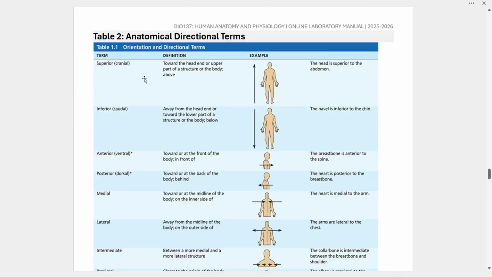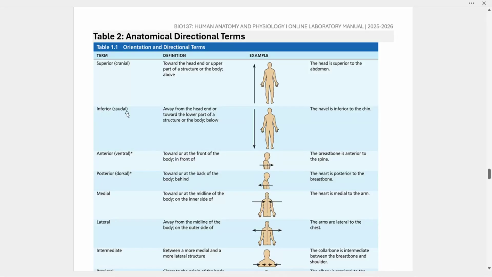All right, and then the anatomical terms. You need to know about these terms. Superior is toward the head end or upper part of the structure. So it's going to be more superior. On this one, you could say the head is superior to the abdomen. So the head is higher. We don't want to use words like higher or more above or anything like that. We want to use medical terms. So superior to the abdomen.